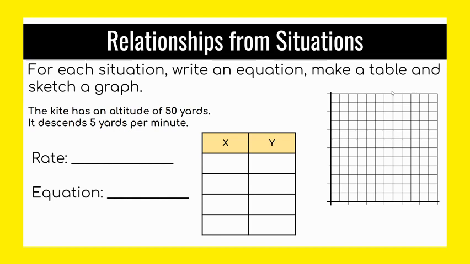Now, one thing you need to be really careful about in this problem is it says it descends 5 yards per minute. Well, descends means it's going down. We're dropping in altitude. Therefore, my slope has to be negative. So our rate is negative 5 yards per minute. So when I write my equation, I say y is equal to negative 5x plus 50.